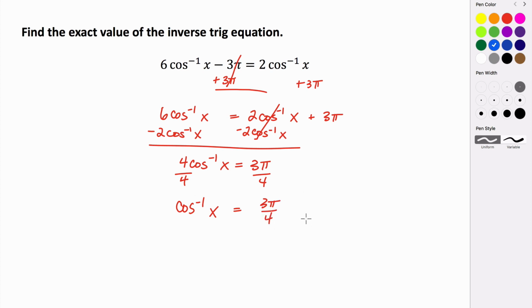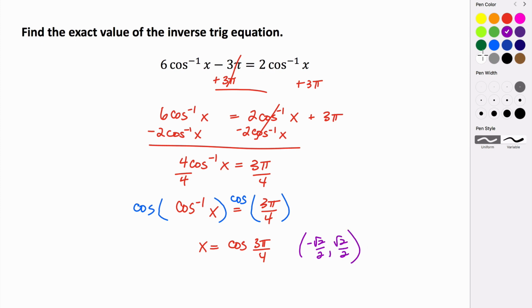Now, just like we've done in all of our other problems, in order to get the argument out, we want to take the cosine of both sides. So we take the cosine of both sides, and we get that x equals the cosine of 3 pi over 4. The ordered pair at 3 pi over 4 is negative square root of 2 over 2, and then positive square root of 2 over 2. This is the cosine, so it's going to be the x-coordinate. So we get that x equals negative square root of 2 over 2. And this is the solution to our given trig equation.